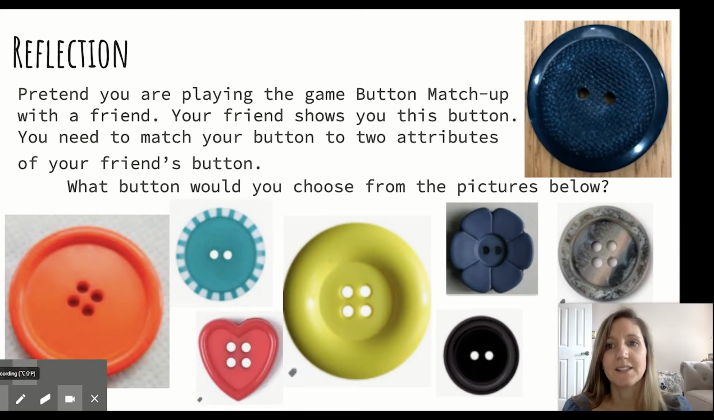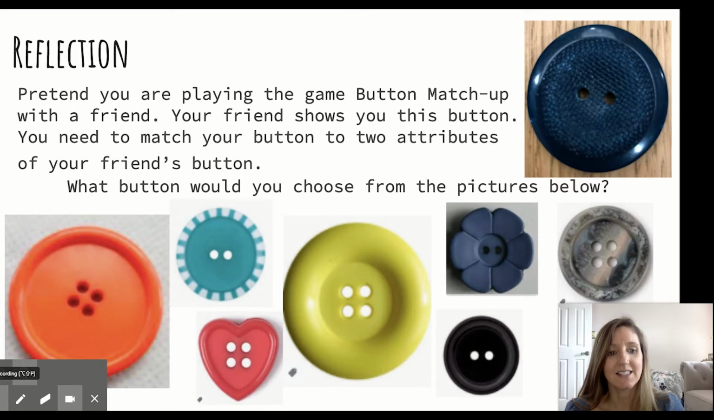Look at each of the buttons carefully. Notice their attributes, their size, color, shape, number of holes, their texture, and maybe even their edge or rim. What is similar about these buttons? What is different about them? Which button could you choose to match your friend's button? Why?